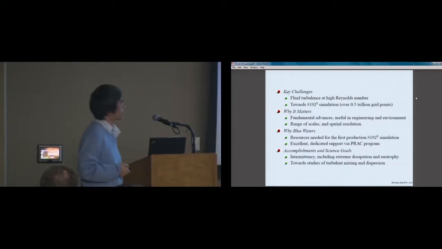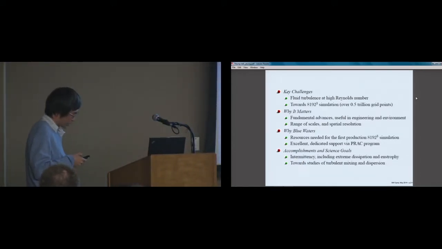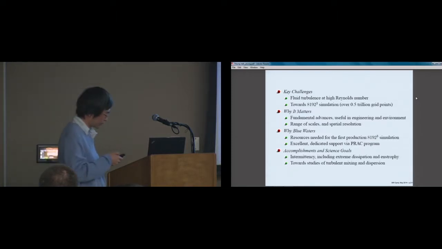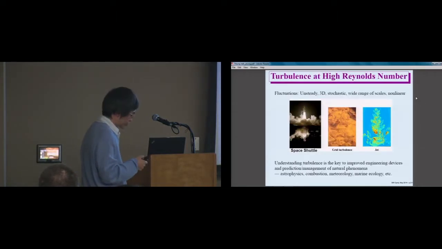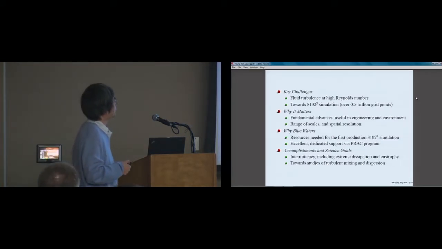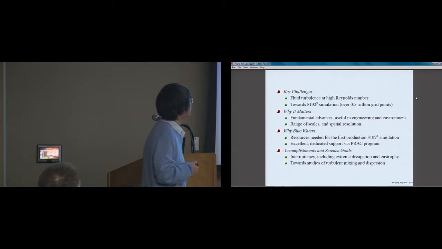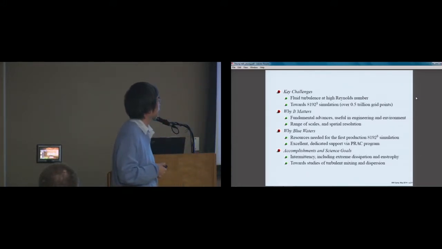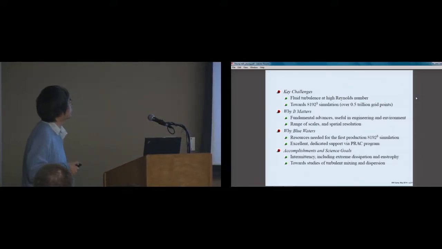So very briefly, I'm going to say something about the key challenges that we face in this project. What do we want to do? We want to simulate turbulence at high Reynolds number, and in particular, we're looking at a resolution of 8192 cubed, which will be the first time that has been done for production in the world. And the number of grid points is half a trillion. That's a very large number.